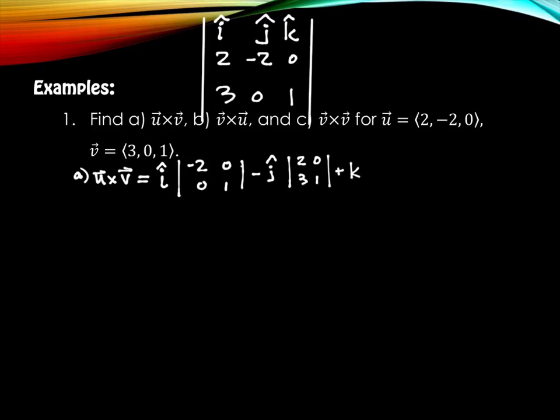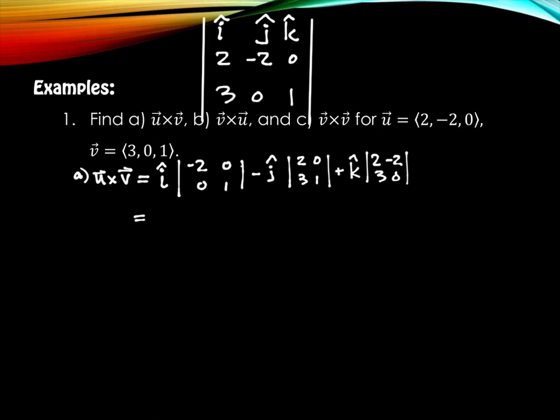And then the third one is K. And for K, I want to have the component that's not in the row or column that K's in. So I'm going to have 2, negative 2, and 3, 0. Okay, so you're going to write that down. And then after that, you're going to do some multiplication.